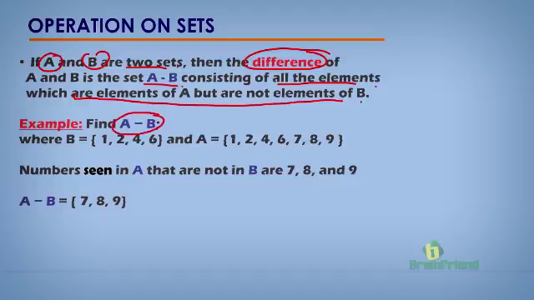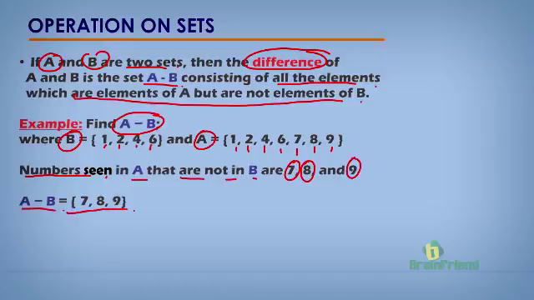If we were asked to find A minus B, where B is the set that contains elements 1, 2, 4, and 6, while A is the set of elements 1, 2, 4, 6, 7, 8, and 9. The numbers seen in A that are not in B are 7, 8, and 9. So A minus B therefore is 7, 8, and 9.